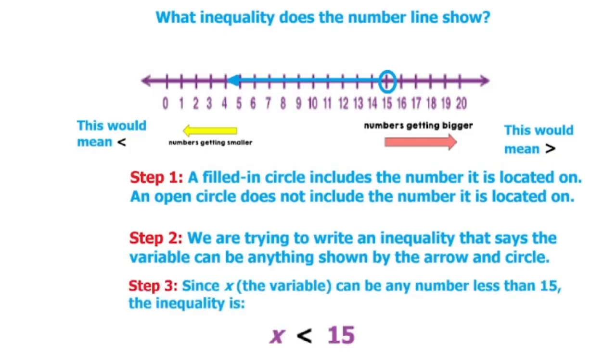So since x, which is the variable, can be any number less than 15, the inequality is x is less than 15. And because this circle is not filled in, it does not include the 15, so we don't put equal to here. If this was a filled-in circle, this inequality would be x is less than or equal to 15.